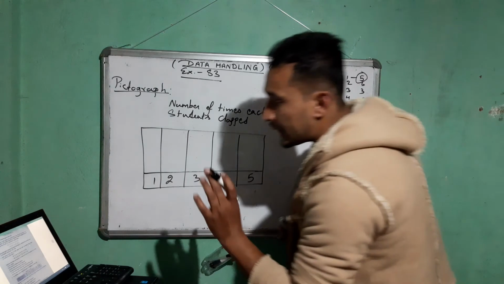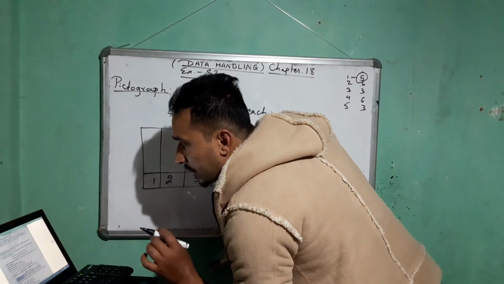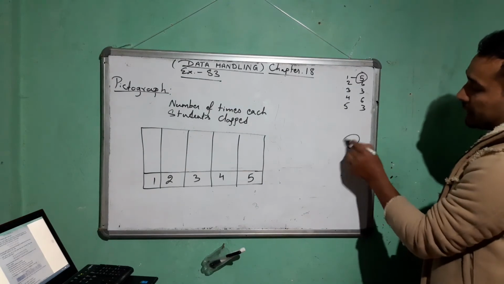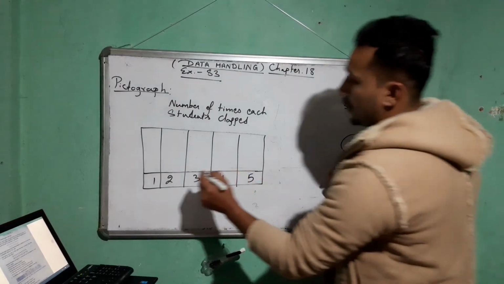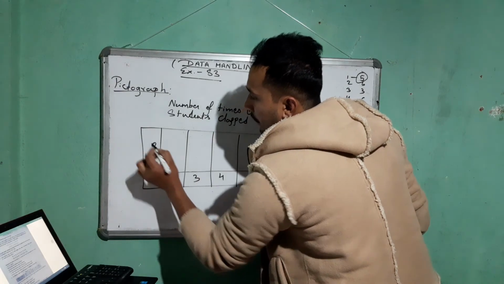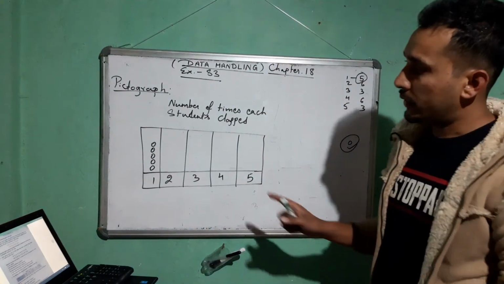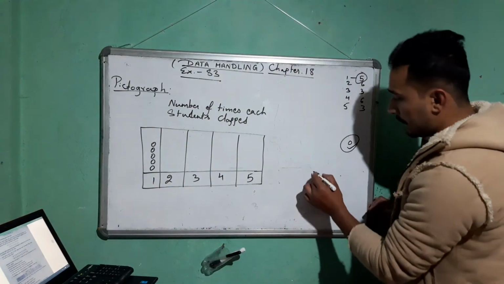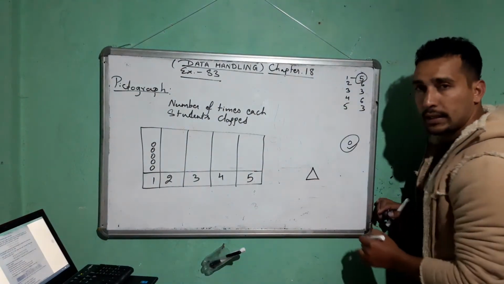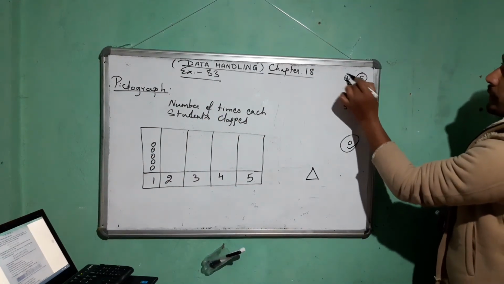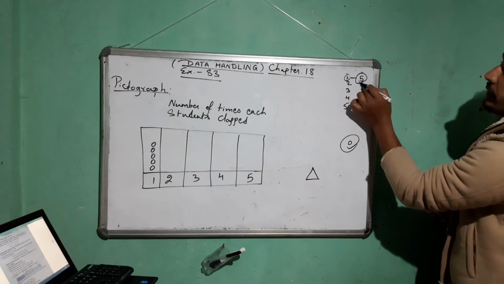So you have to represent each clap by a circle. It is there in your book. Each clap you have to represent by this circle, so five circles you have to make. 1, 2, 3, 4, 5. Suppose you are asked to represent each clap by a triangle symbol, then you have to make 5 triangles, because one clap is made by 5 students.